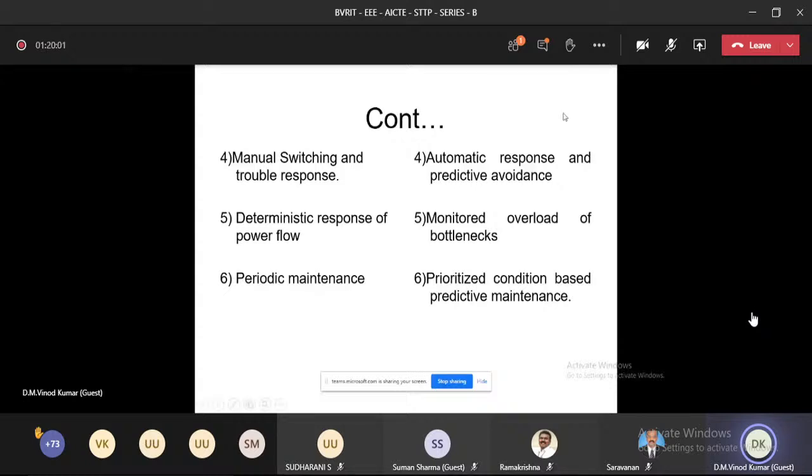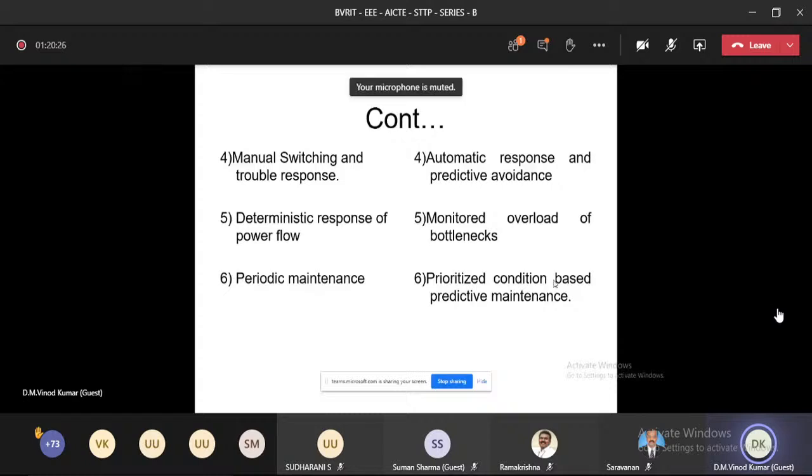Deterministic response of power flow. Everything is deterministic in the old power system. In the smart grid, there is monitored overload of bottlenecks, and instead of periodic maintenance, it is prioritized, condition-based predictive maintenance. Prioritize which is more important. If it is 6 months, sometimes we will go within 1 month also. We can go for the maintenance based upon the requirement.